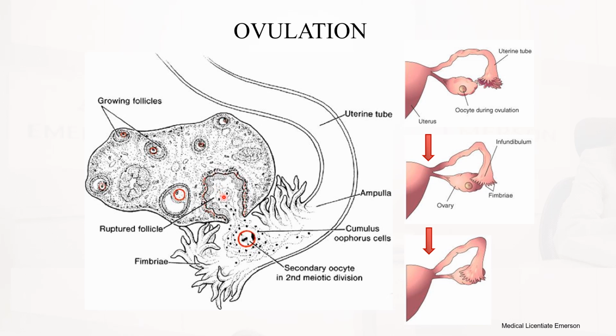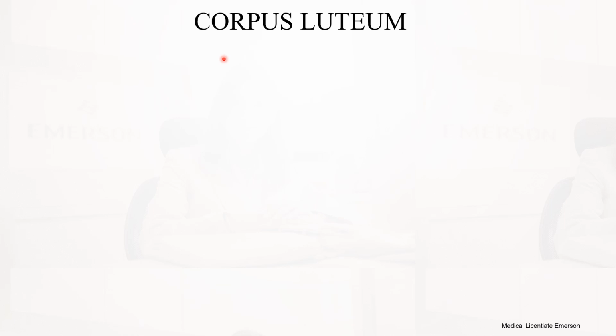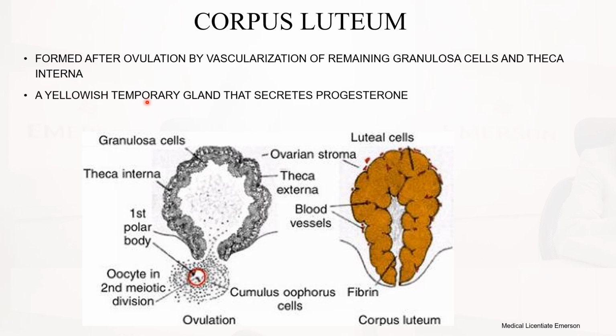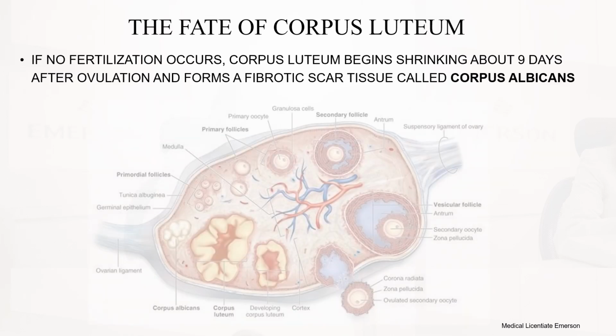So a ruptured follicle releases the egg cell, which is surrounded by cells which we call the corona radiata. Then we remain with the corpus luteum. The corpus luteum is formed after ovulation by luteinization of the remaining granulosa cells and the theca interna. This is a yellowish temporary gland that secretes progesterone. So the corpus luteum begins to produce progesterone.